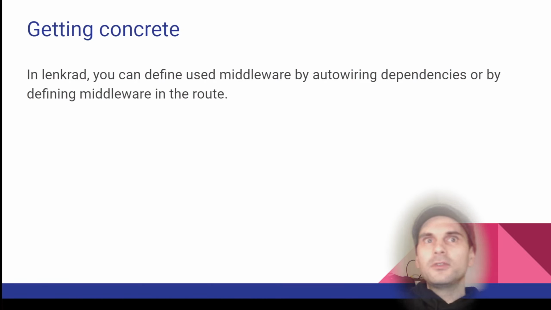Now in LENKRAD, you have two ways of doing this. You can either define this with auto-wiring, so with dependencies on the route itself, or you can define that on the route, which is in most cases sufficient.